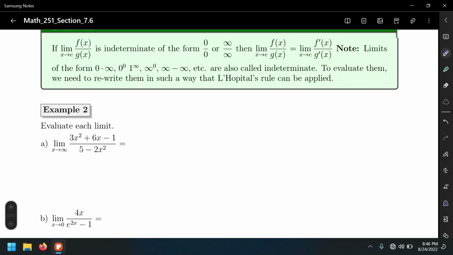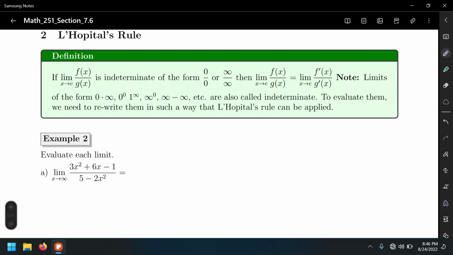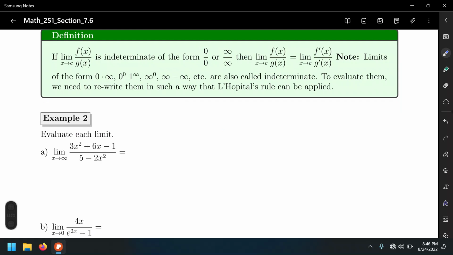Essentially, when we have the indeterminate form 0 over 0 or infinity over infinity, we can think of L'Hopital's rule as a shortcut to avoid a lot of algebra, and that is by taking the derivative of both the numerator and the denominator. But be careful in this case. This is not the quotient rule, right? It's just the derivative of the numerator and the derivative of the denominator.